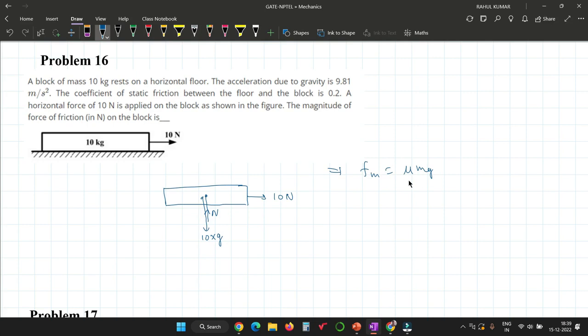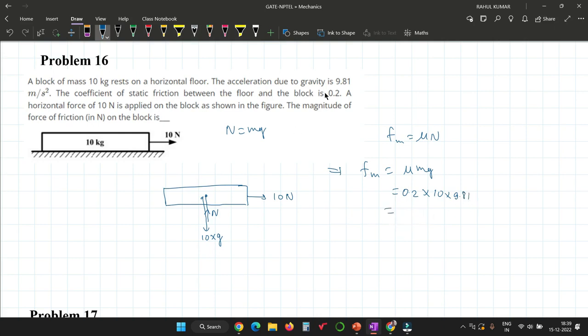Mu mg, or from where does mu mg come? Here N equals mg. Okay, so Fm equals what? Mu N. Here I am writing N equal to mg because the block is in vertical equilibrium. Here it says that the coefficient of static friction between the floor and the block is 0.2, so you have to substitute 0.2 and mg, 10 into 9.81.